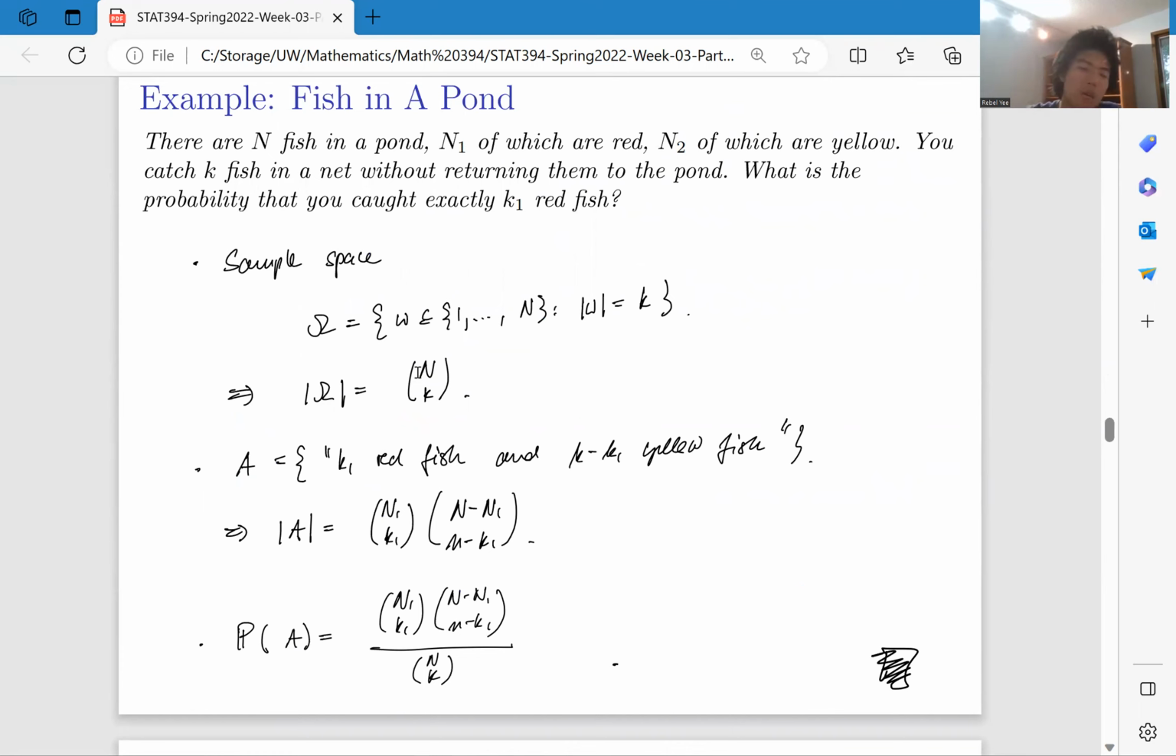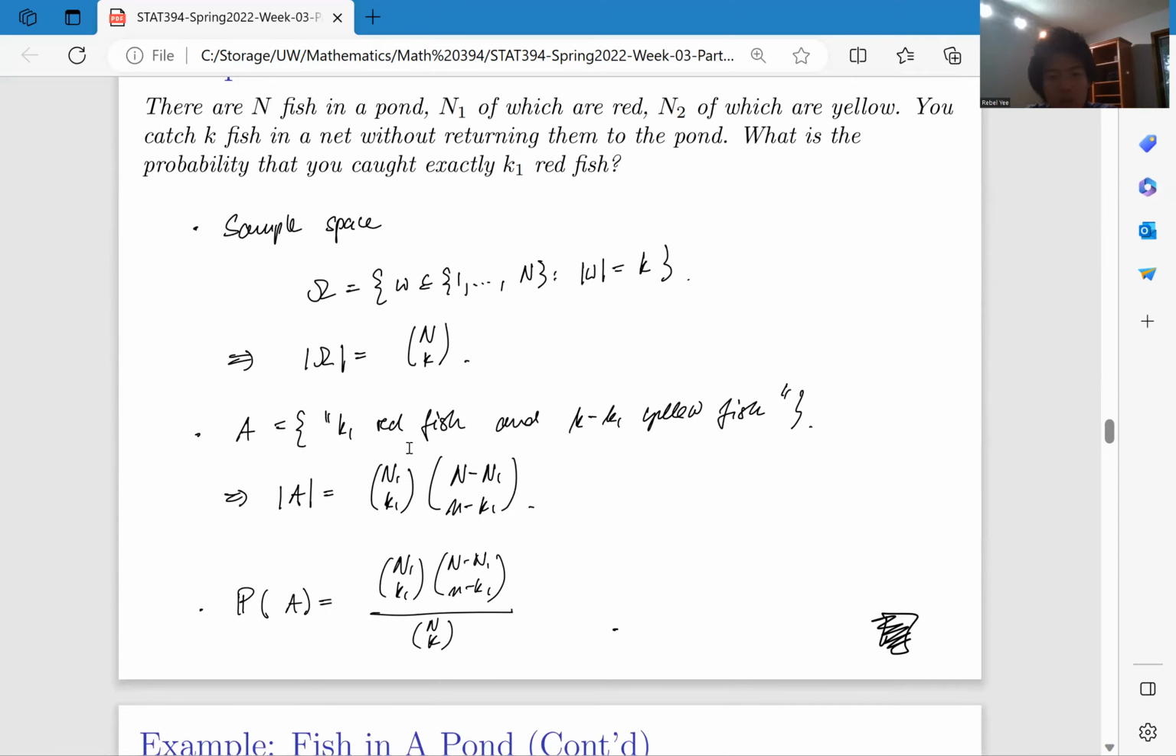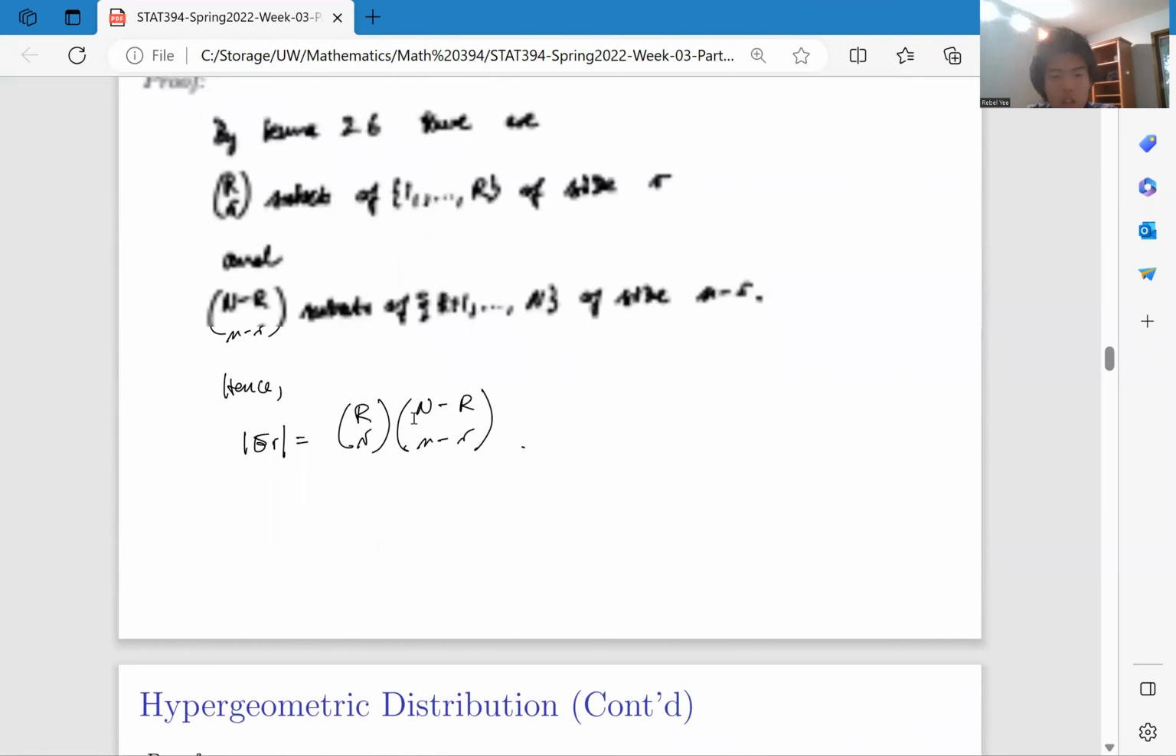So the next step we are discussing is the probability of K1 red fish and K minus K1 yellow fish. This condition also stands. And we just add brackets to A. So the cardinality of A is equal to N1 choose K1 times N minus N1 choose K minus K1. And this is exactly the same as in our proving process here.